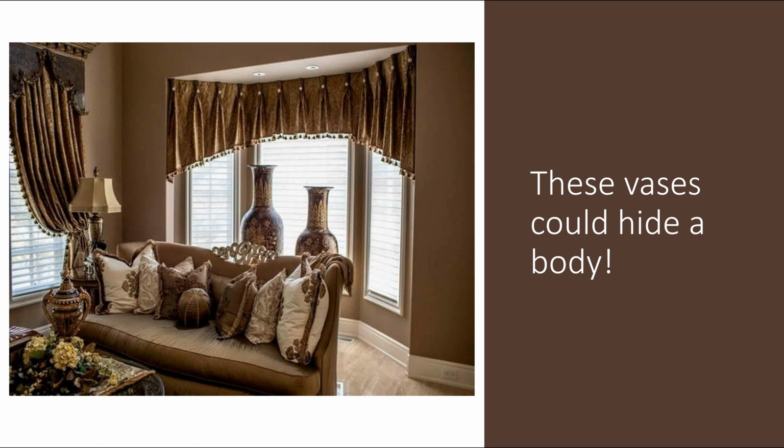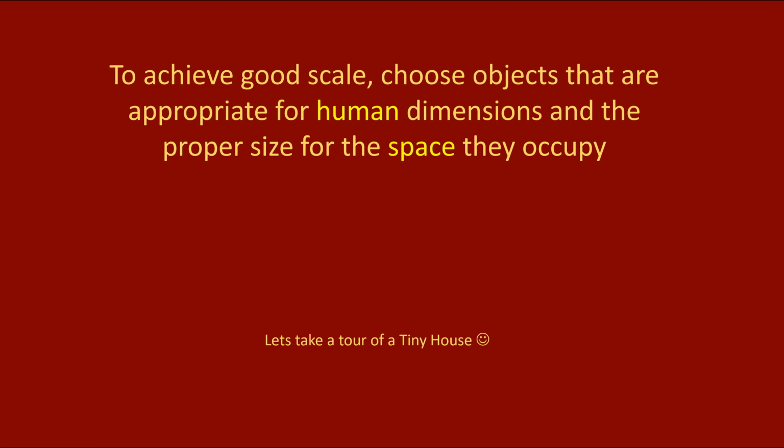These vases, number one, could definitely hide a body. The pillows are too large. The curtains are too large. The flowers are too large. The lamps are too large. Everything is way too large, and everything is brown, and it's just bad. But if you look at this design, you can tell that not one thing is using the proper use of proportion in this picture.